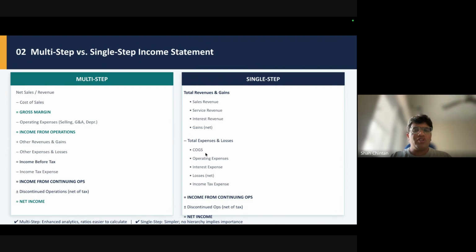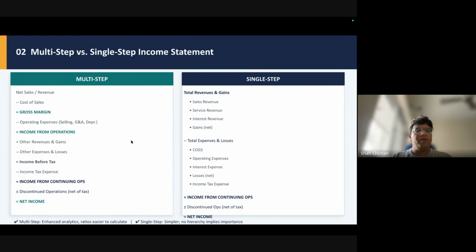This includes your cost of sales, operating expense, interest expense, loss on sale of asset, income tax expense, every expense you reduce in one go. So total revenue minus total expenses will give you income from continuing operation, plus or minus discontinued operation gives you a net income.